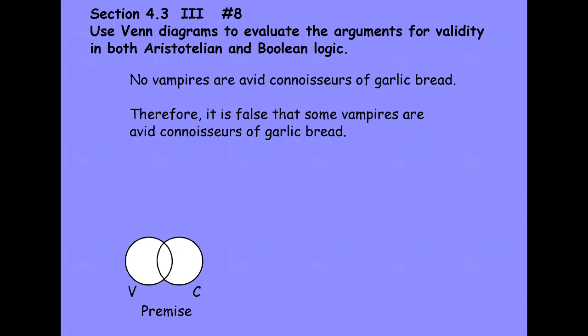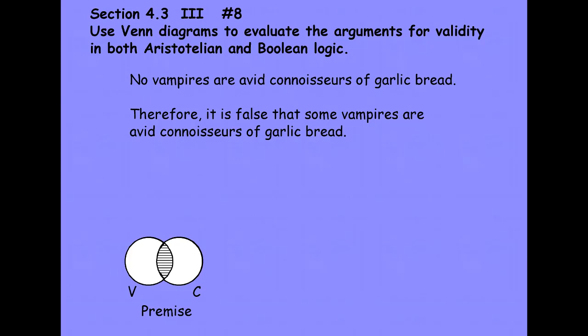And therefore, we will take a moment. Stop the video if you need to, think about what you have to do in that Venn diagram, and then go ahead and start the video again. All right, so if there are no vampires that are avid connoisseurs of garlic, that intersection, that area that is both B and C, has to be empty. So we shade that area in. Now we've got what will have to be the case in the world in order for that premise to be true under our Aristotelian assumption.